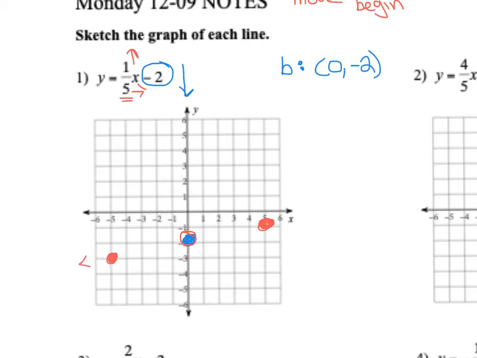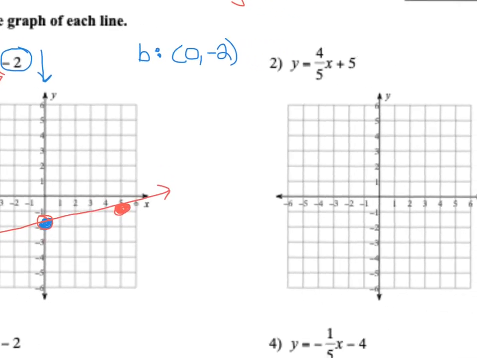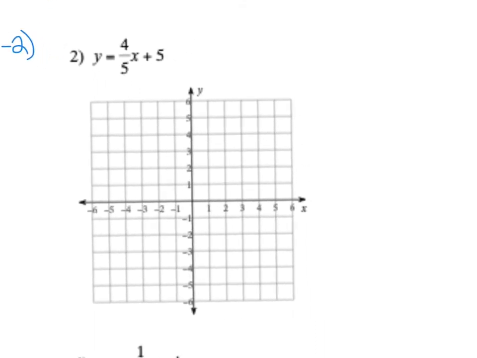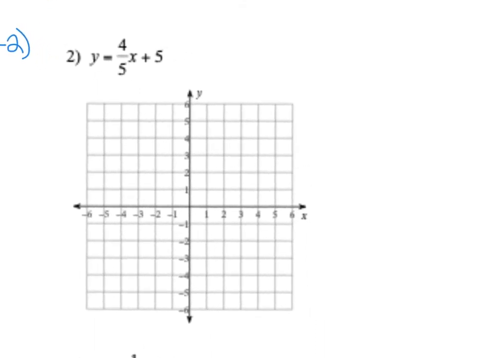Now, when I connect my points, I want to make sure that I have an arrow on either side so that I'm showing that my line goes infinitely in either direction. Okay, let's go ahead and try number 2. The first thing, again, I want to look for is that last value in that problem, which is my number that is not touching my x.